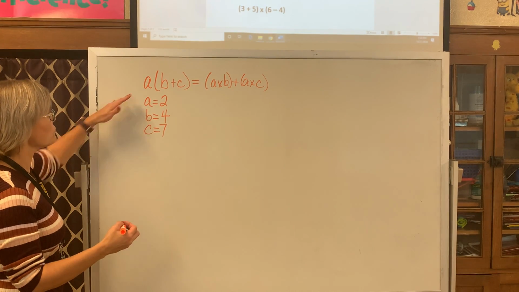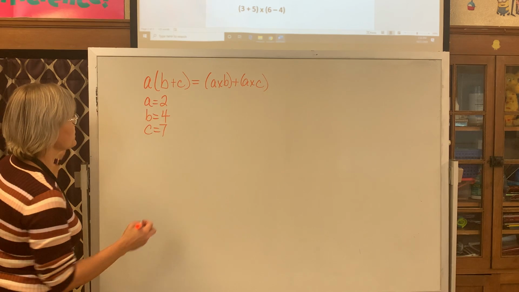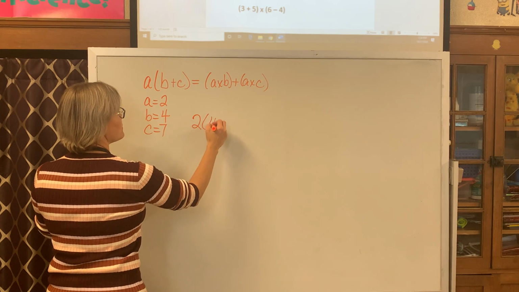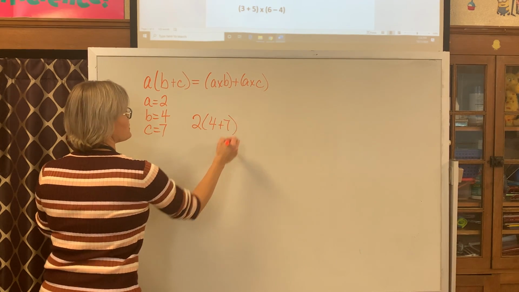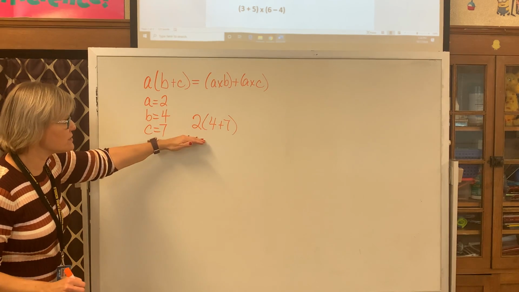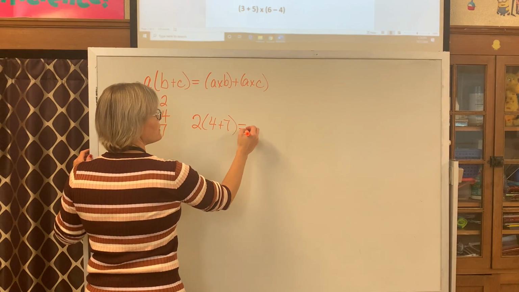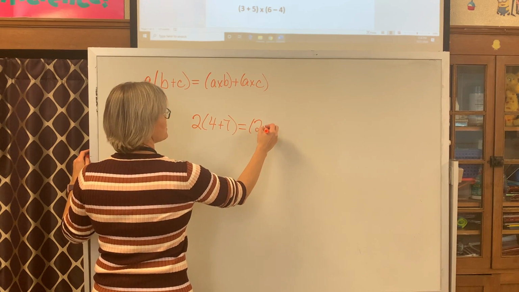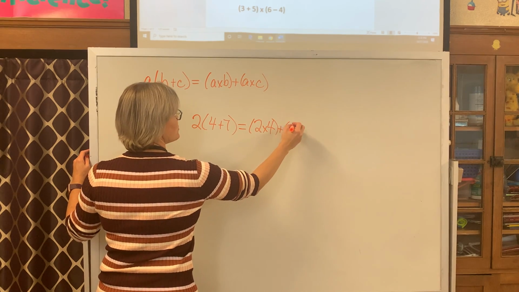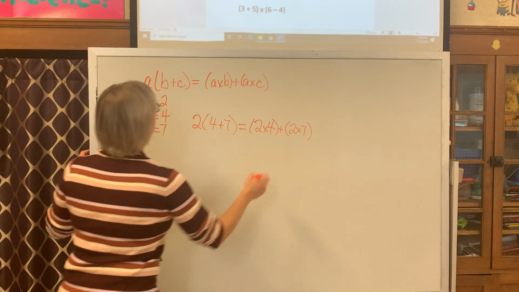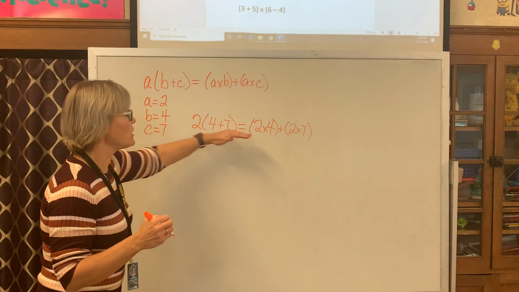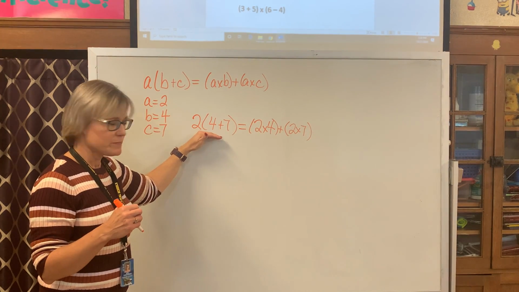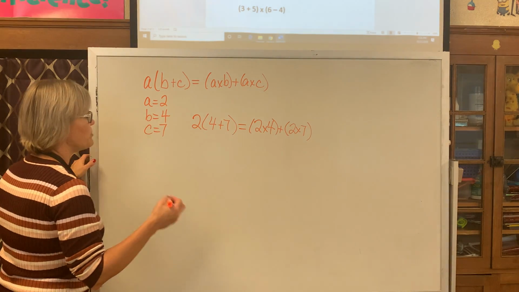Now we can rewrite these. I'm going to write the 2 for the A times (4 plus 7). This is the factored form. The expanded form would be 2 times 4 plus 2 times 7. These two are equivalent to one another. They mean the same thing. If we were to find the solution to these, they would be exactly the same.